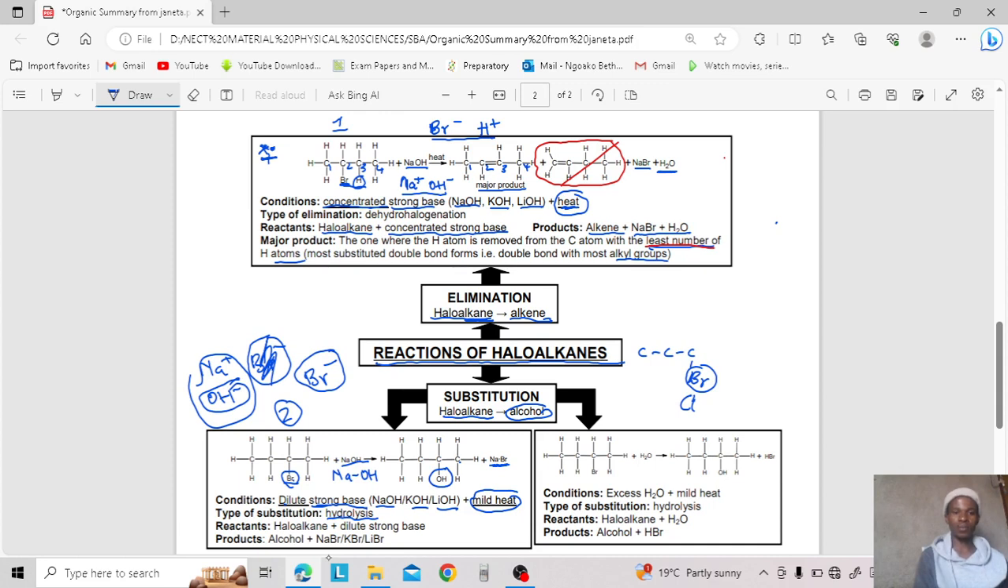What we have: the reactant is a haloalkane plus a dilute strong base. The products are going to be an alcohol plus NaBr, or if you use potassium hydroxide, KBr.